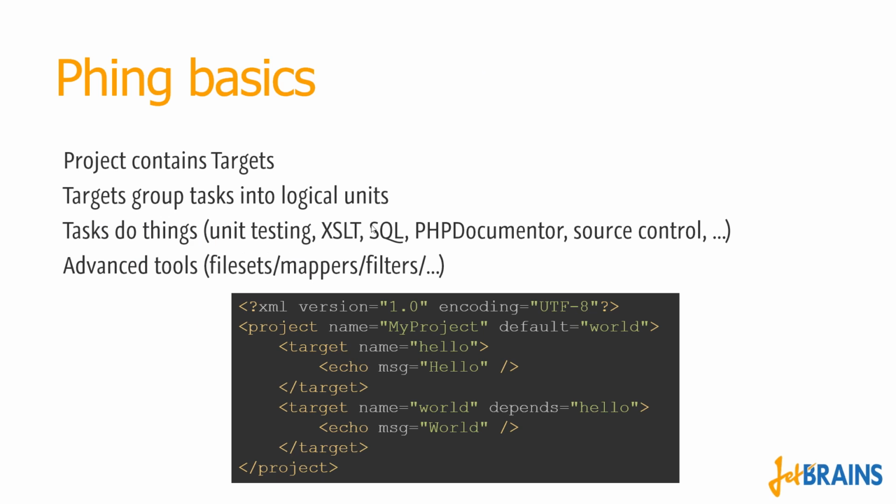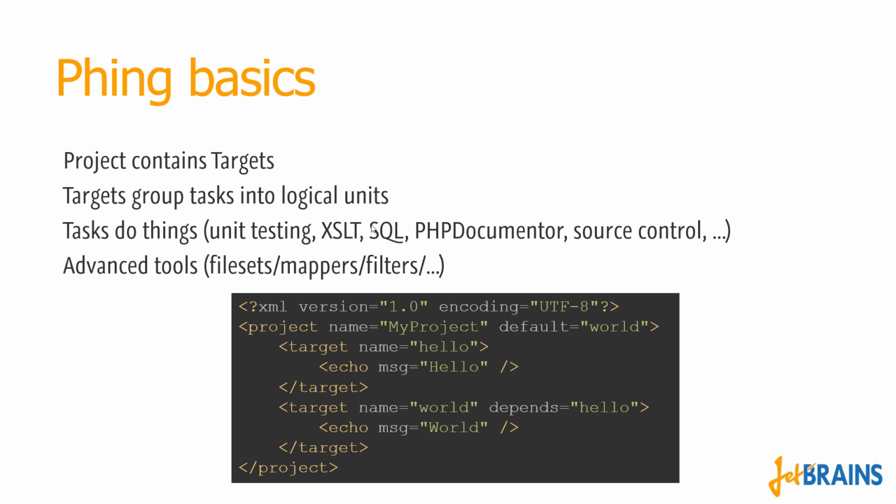So Phing, if you go to phing.info, you will find that Phing is a build system, which is loosely based on Ant in the Java world and MSBuild in the .NET world and so on. So basically what you will have is one giant XML file or a small XML file, depending on what your deployment looks like, which will be a project. That project will contain one or more targets, and a target is basically a grouping of several tasks, and those tasks are things that actually do something.